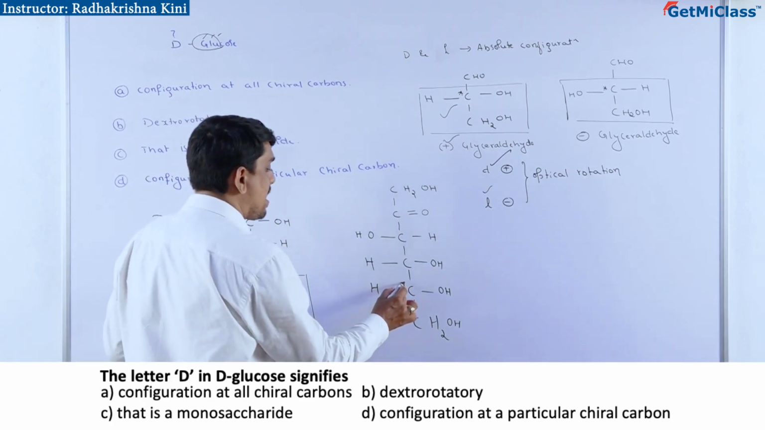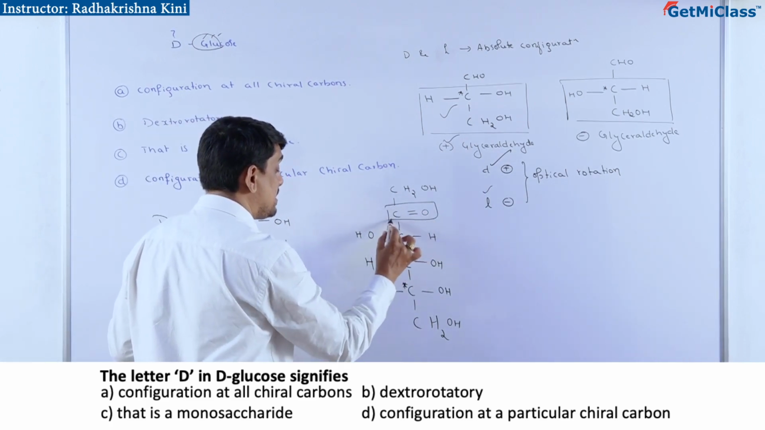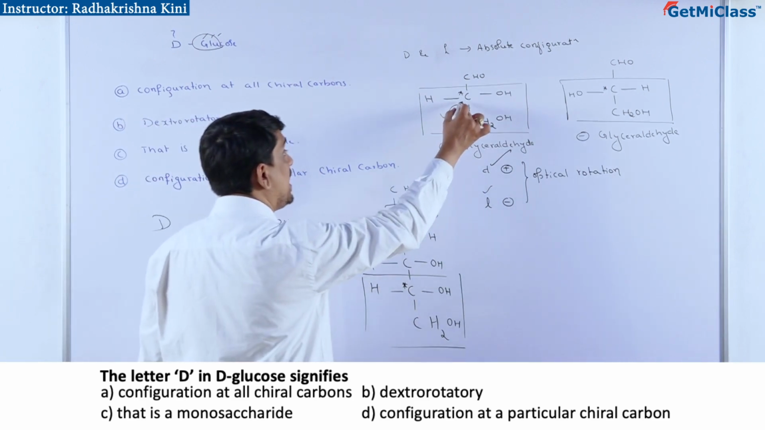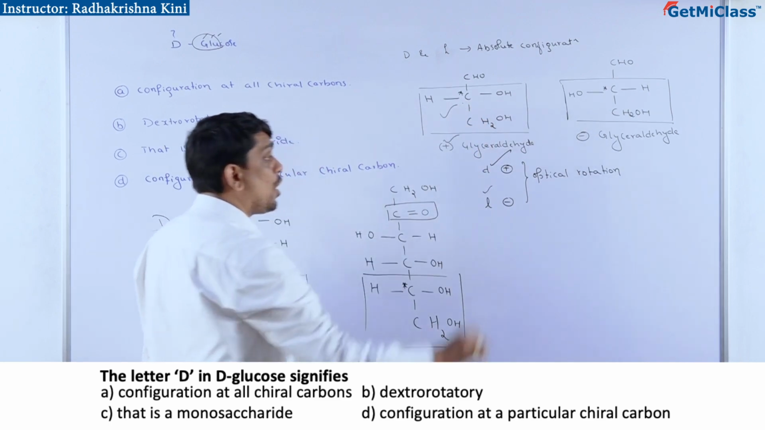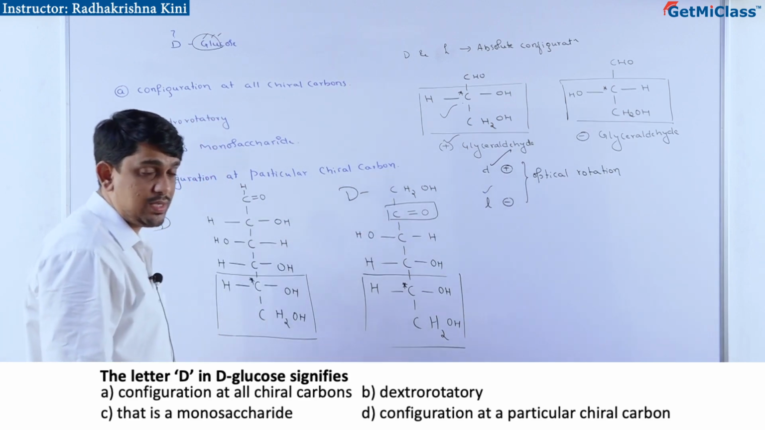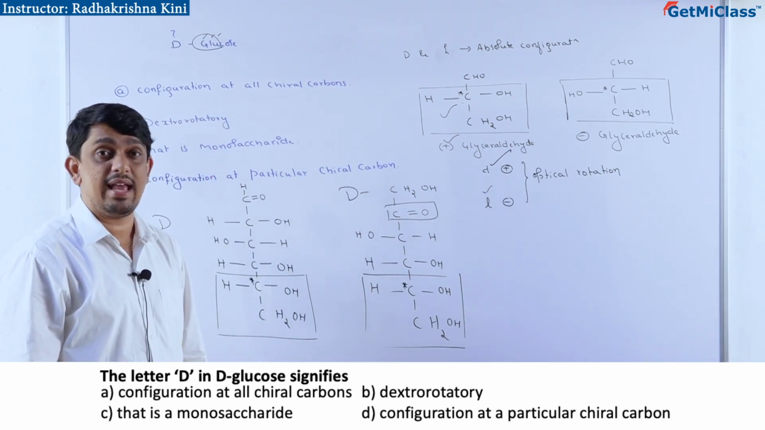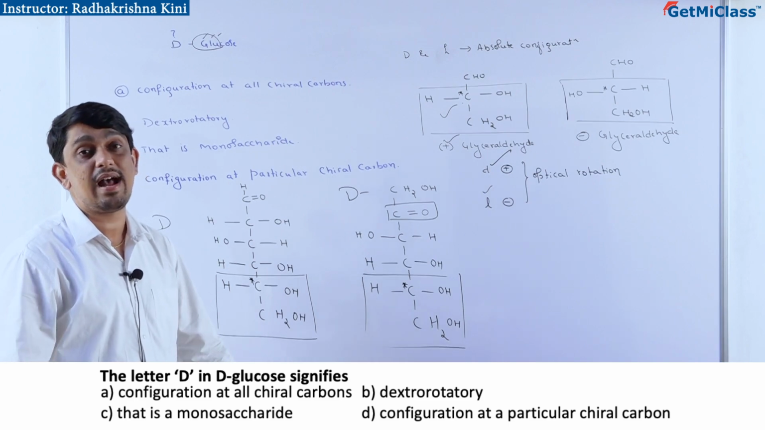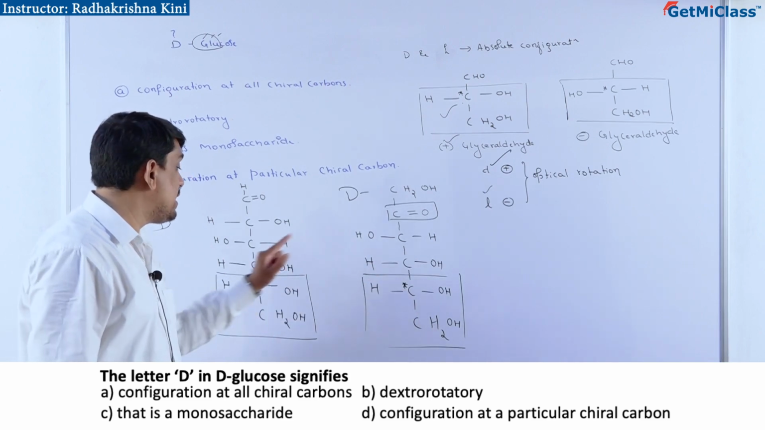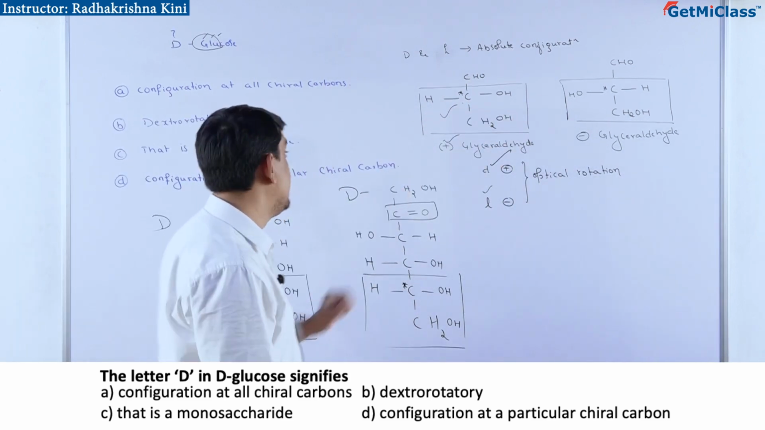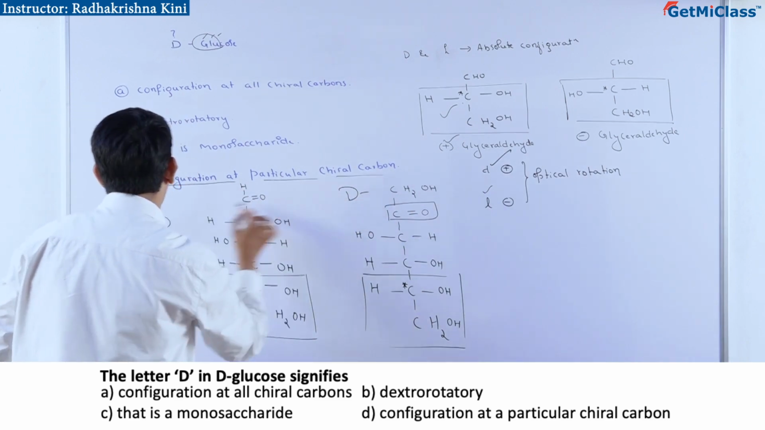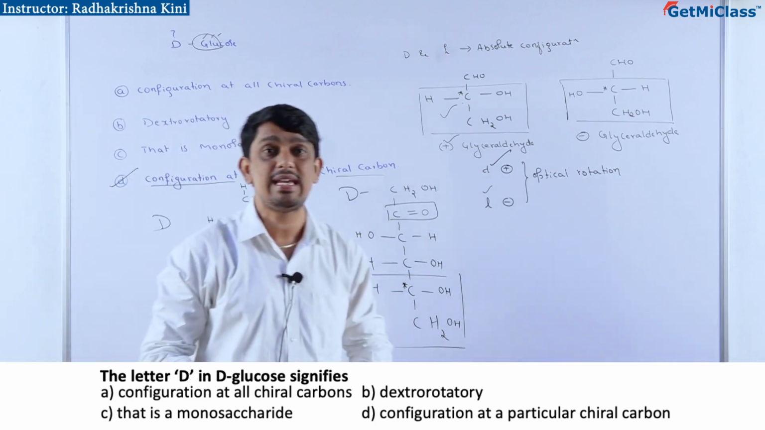Now you look at the chiral carbon that is at the farthest distance from the functional group. Again, this chiral carbon configuration resembles the chiral carbon configuration of plus glyceraldehyde. So we call even this D-fructose. So students, the capital D, capital L does not depend upon every chiral carbon configuration. It only depends upon a particular chiral carbon configuration, and I can see that particular statement is given at option D. So we must tick option D here as the answer.